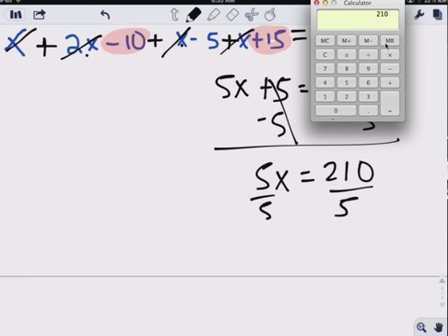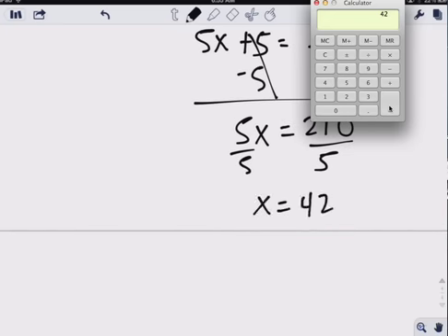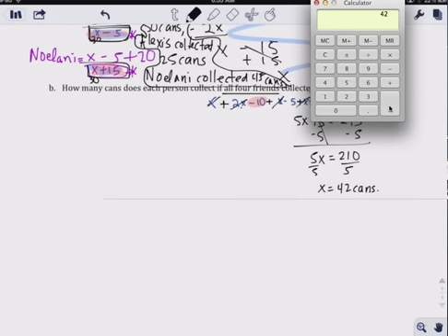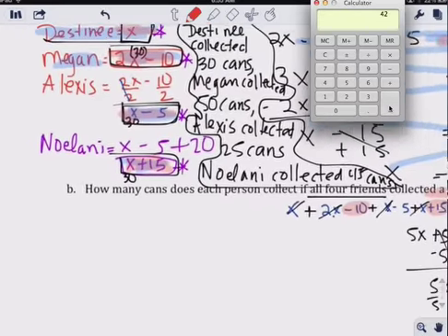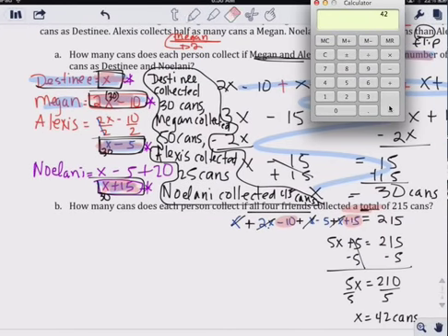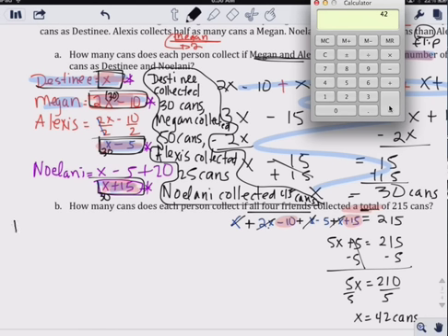210 divided by 5. 42. Did I say 42? 42 cans. For who? x belongs to Destiny. So Destiny. Okay, let me erase all these others. Okay. Oh, wow. Okay. Let's put it back. We know that Destiny collected 42 cans. She's x.